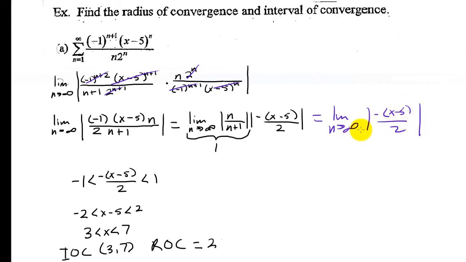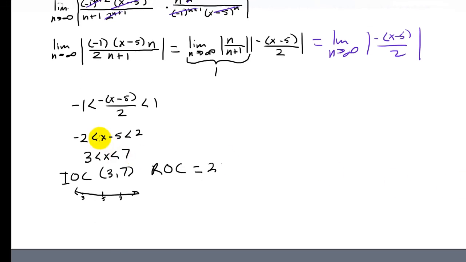So this thing is going to converge as long as we make this less than 1. So we have negative 1 less than negative (x minus 5) over 2 less than 1. That's using absolute value. Multiply both sides by 2. Add 5 to both sides. We get 3 is less than x less than 7. So the interval of convergence is 3 to 7, and the radius of convergence is 2.